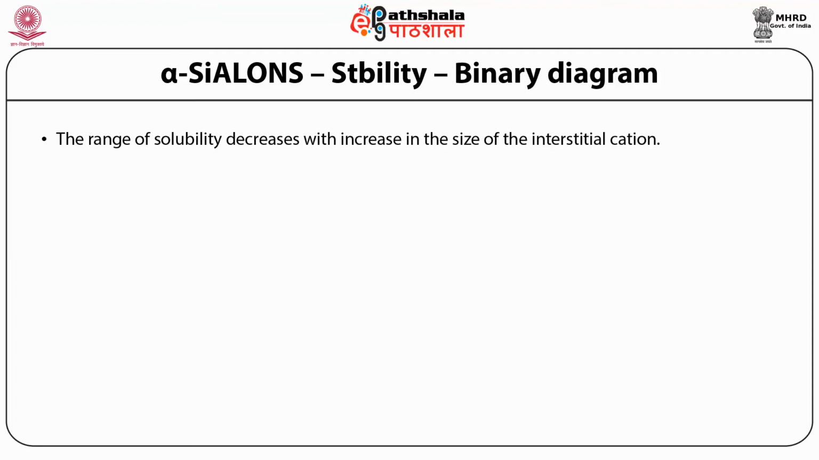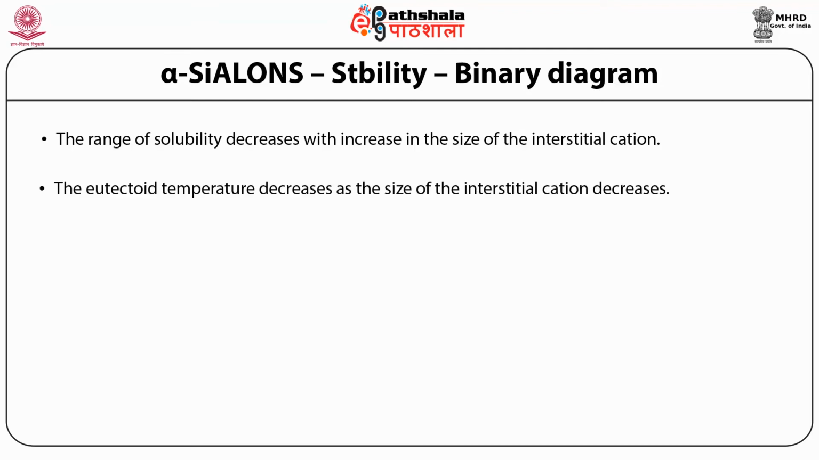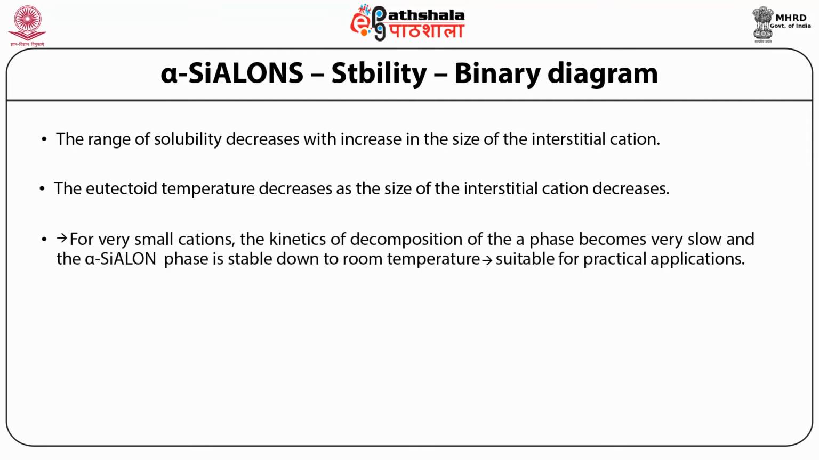The range of solubility decreases with increase in the size of the interstitial cation. The size of the interstitial cation also has an effect on the eutectoid temperature, which decreases as the size of the interstitial cation decreases. It becomes so low for small cations that the kinetics of the decomposition of the alpha phase become very slow, and the alpha sialone phase is stable down to room temperature. This material is suitable for practical applications.